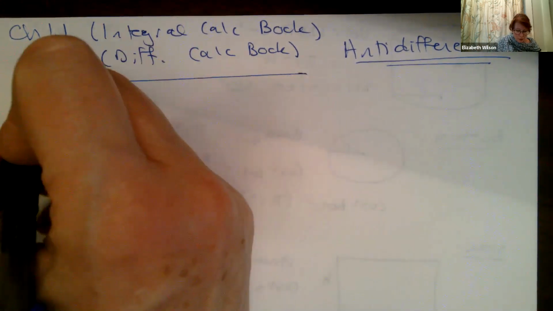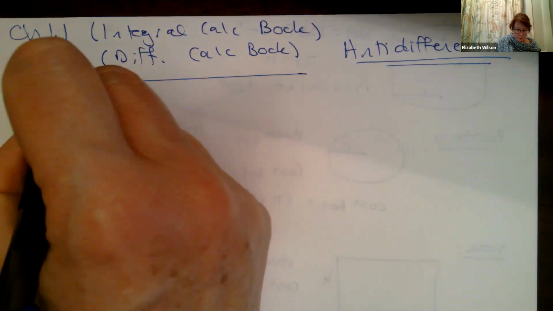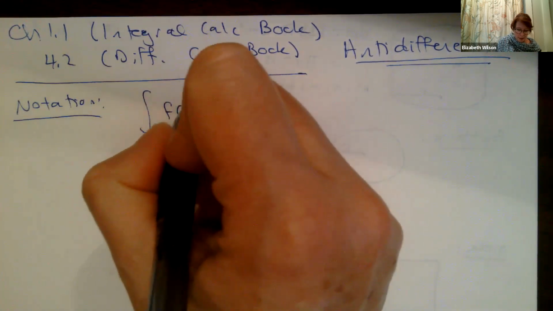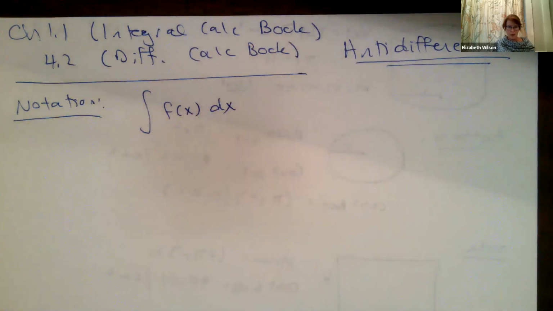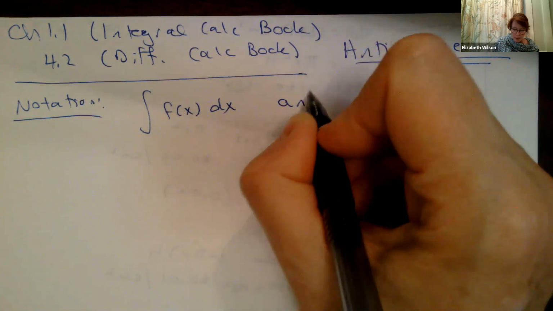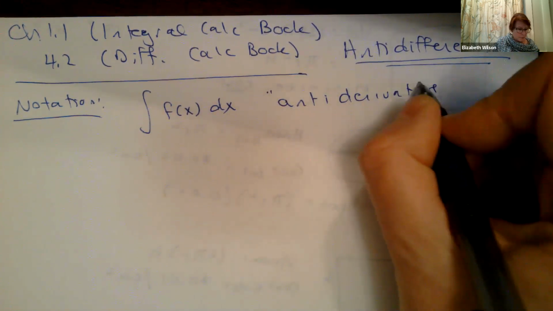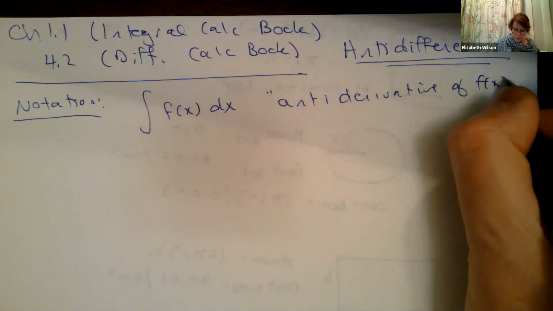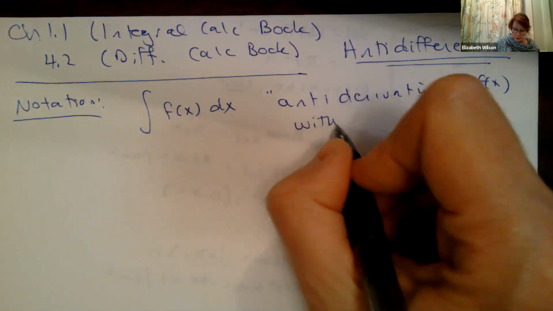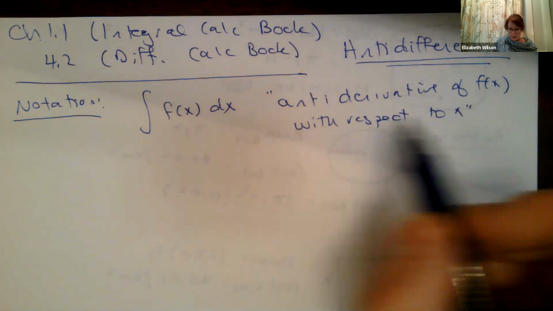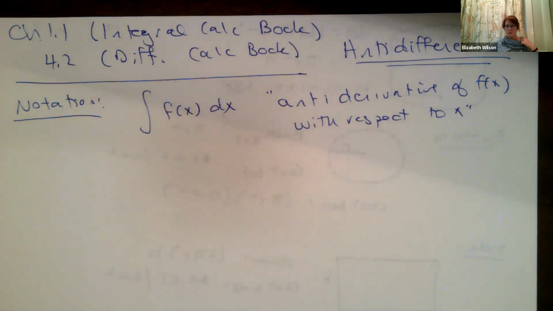All right, so some notation. I've got a little f of x dx. When I read this, this says the antiderivative of f of x with respect to x. And this dx tells me which variable I'm integrating with respect to, okay?